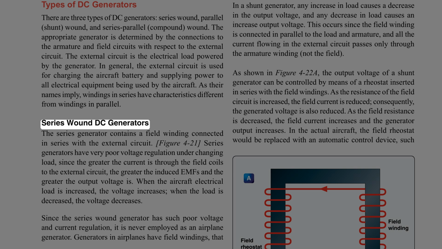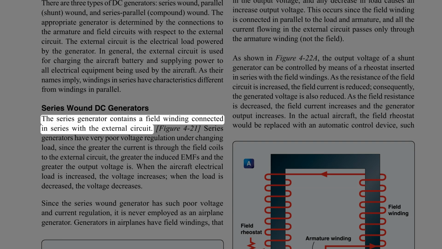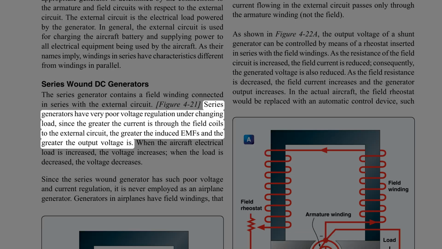Series wound DC generators. The series generator contains a field winding connected in series with the external circuit. Series generators have very poor voltage regulation under changing load, since the greater the current is through the field coils to the external circuit, the greater the induced EMFs and the greater the output voltage is.